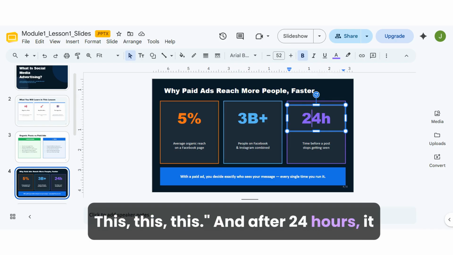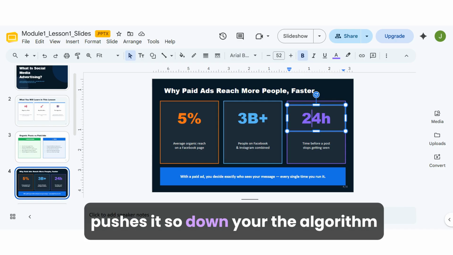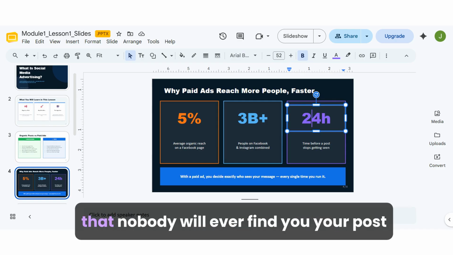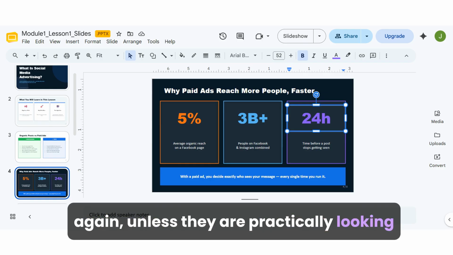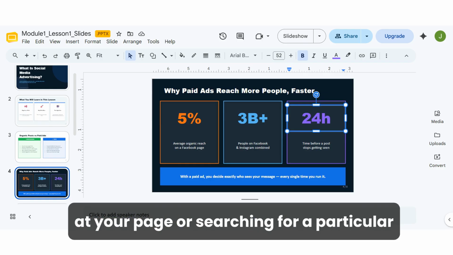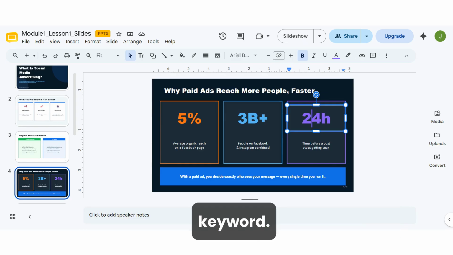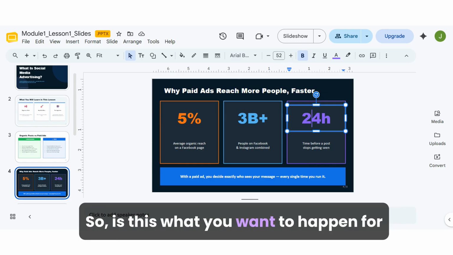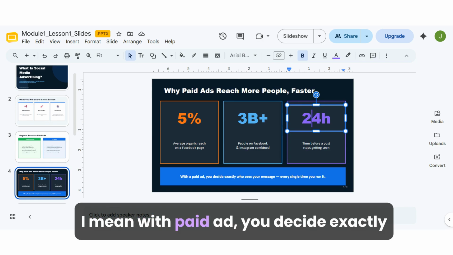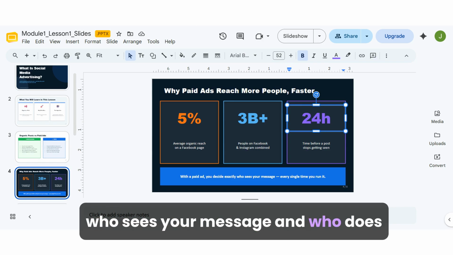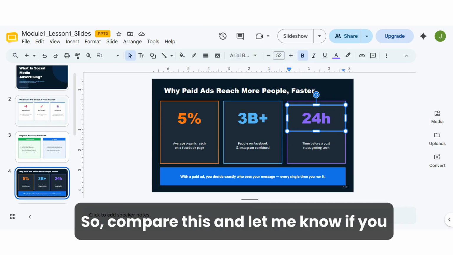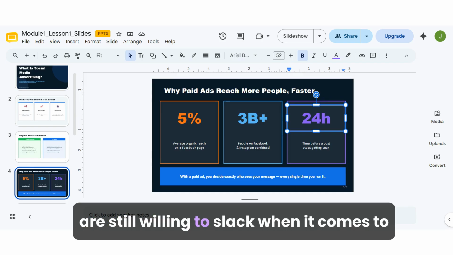And after 24 hours, it pushes it so far down the algorithm that nobody will ever find your post again unless they are practically looking at your page or searching for a particular keyword. So, is this what you want to happen for your business? I mean, with paid ad, you decide exactly who sees your message and who does not. So, compare this and let me know if you are still willing to slack when it comes to paid ad.